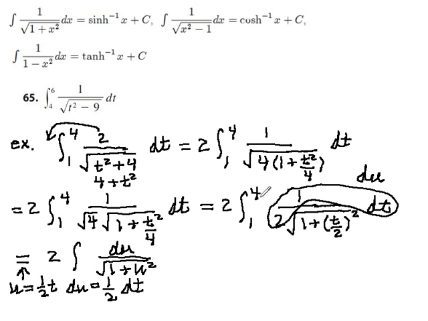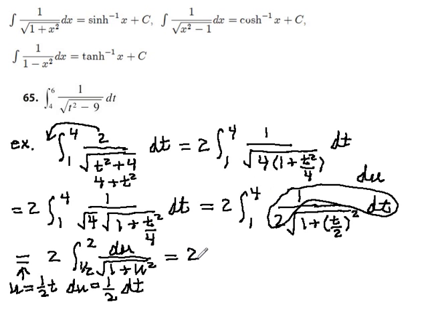We do have to change our 1 and 4 over to u values because those are t values. So plug them in here for t. So 1/2 times 1 is 1/2. And then plug the 4 in for t. 1/2 times 4 is 2. So now the integral is all changed over.